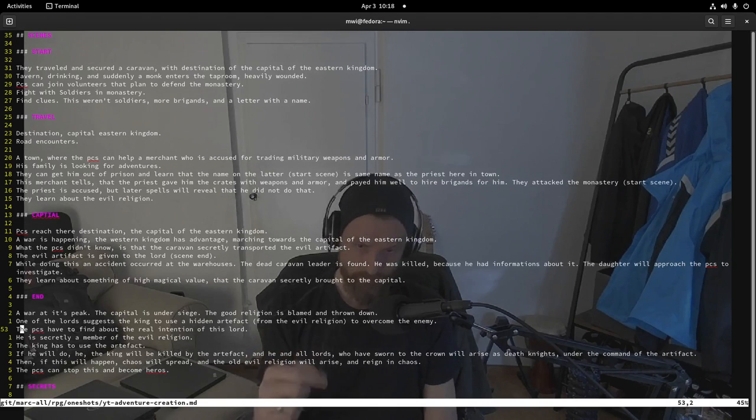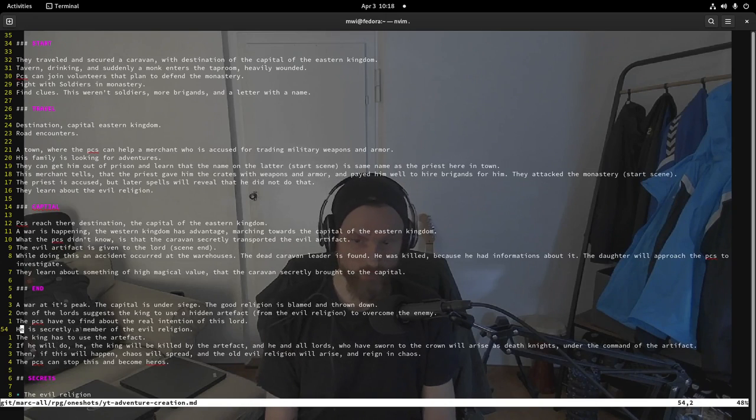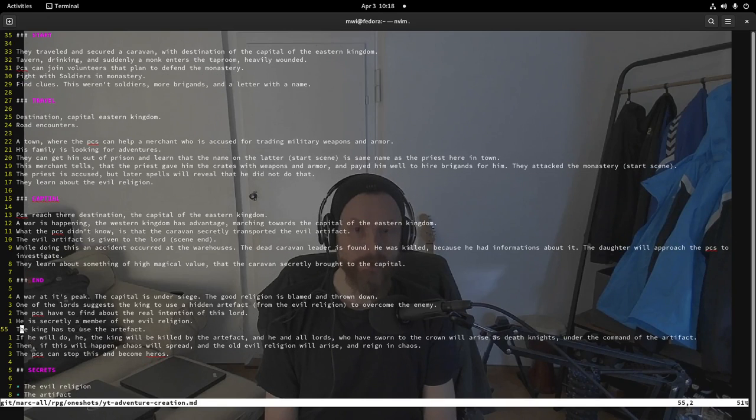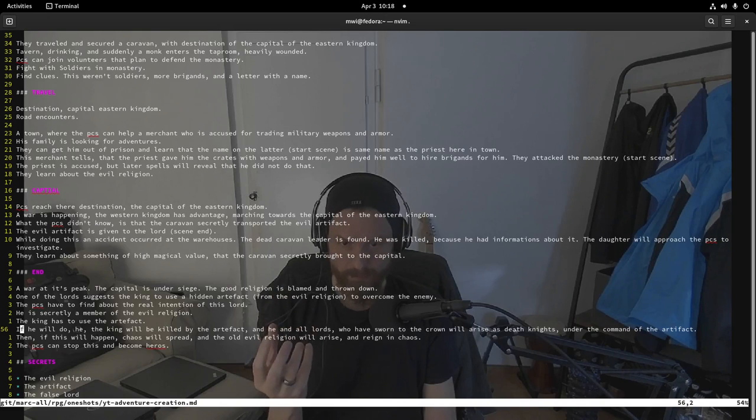So this lord is in reality one of the main enemies, because he is secretly a member of this evil religion, and he wants the king to use this artifact, and bound to this artifact is some demonic evil power that only the king is able to release somehow. I don't know exactly how this works, but I think it's a great idea.